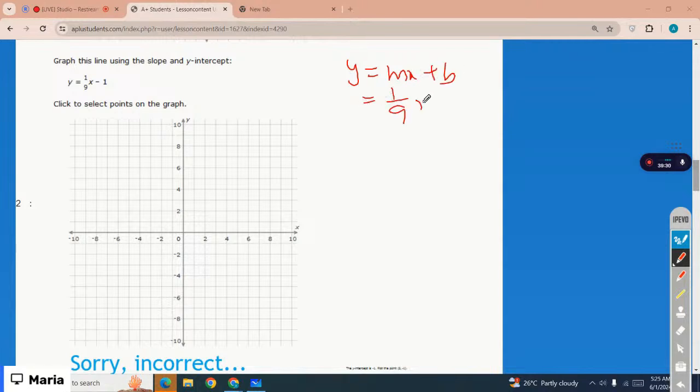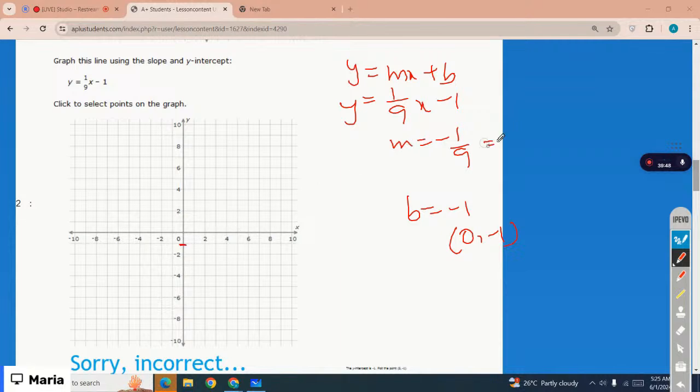That is 1 by 9x minus 1. M equals 1 over 9 and b equals negative 1. B is the y-intercept. That means the graph is passing through the y-axis at negative 1. X is 0, y is negative 1. Here is 0 and negative 1, right?